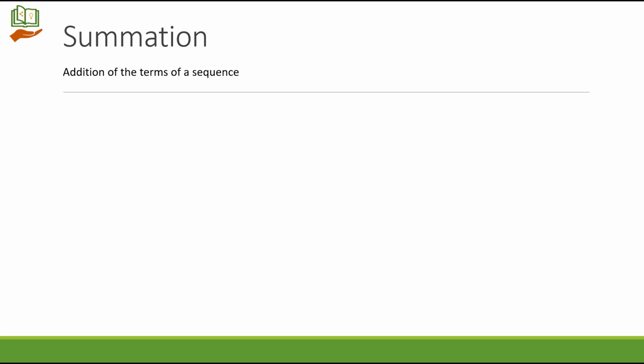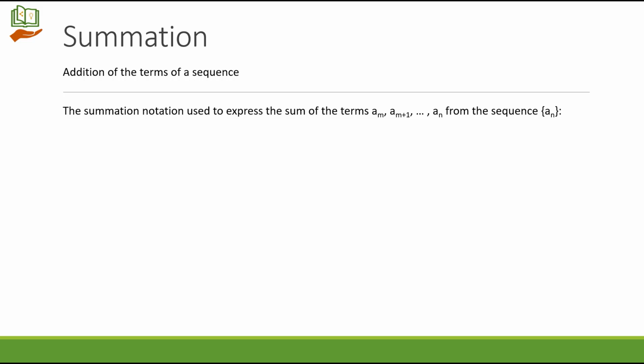Addition of the terms inside a sequence is what we call summation. The summation notation used to express the sum of the terms a_m up to a_n from the sequence a_n will be the sum of a_j from j equals m to n. So this is the initial term and this is the final term. These are different ways of representing the summation notation. In whichever way they give, it is just telling you it is a sum from j equals m to j equals n of a_j. This is the meaning of all three notations.